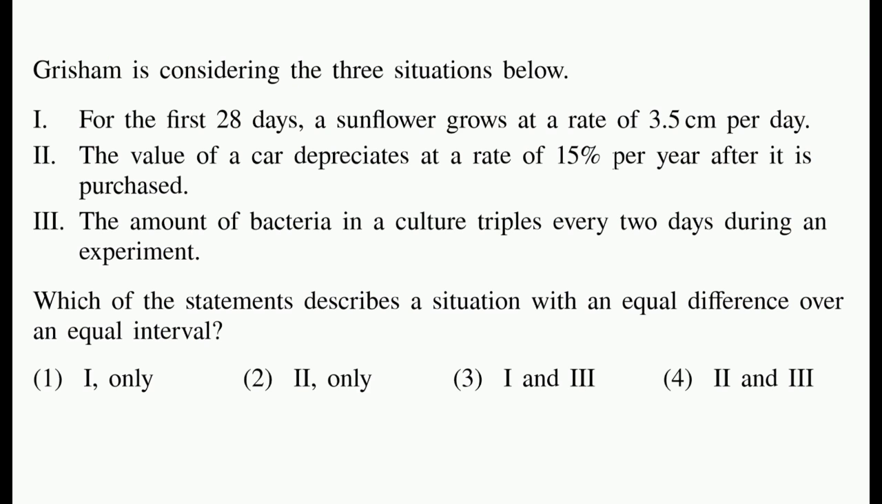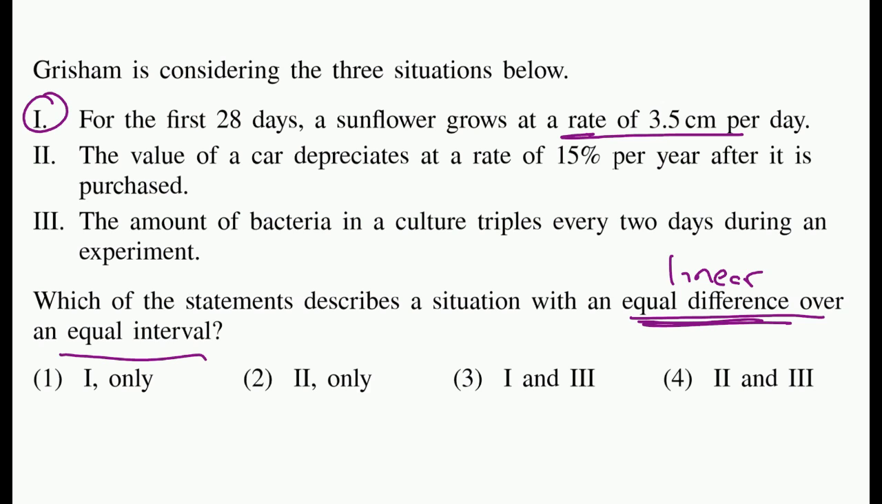We talked about this one in class, of how equal differences over equal intervals means a linear function. Equal factors over equal intervals would mean an exponential function. Equal differences means linear. Choice 1 is linear because it grows at a constant rate of 3.5 centimeters per day. Choice 2 is exponential because it loses 15% per year. That's exponential. And if something triples, that's also exponential. So only one was linear.